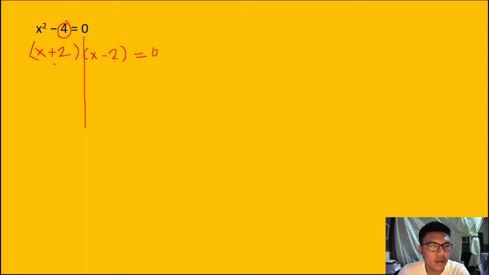Then, same lang, ano? So, equate lang natin 0, then solve for x. So, x + 2 = 0. So, we have x = -2. Then, x - 2 = 0. That is equal to 2. Okay?